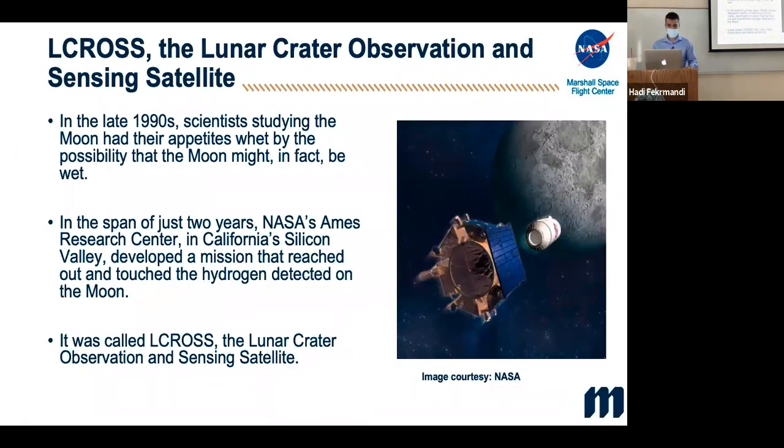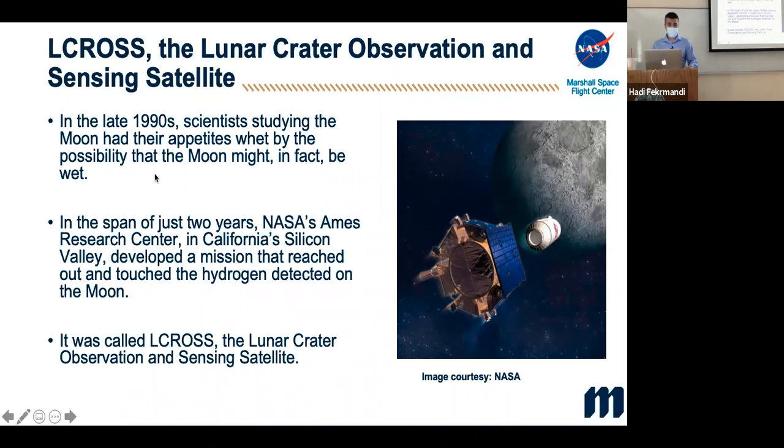All right, so a little bit about the history and background. In the 90s, scientists and engineers at NASA started thinking that the moon is not as dry as we thought it was. It seems that the moon is wet.